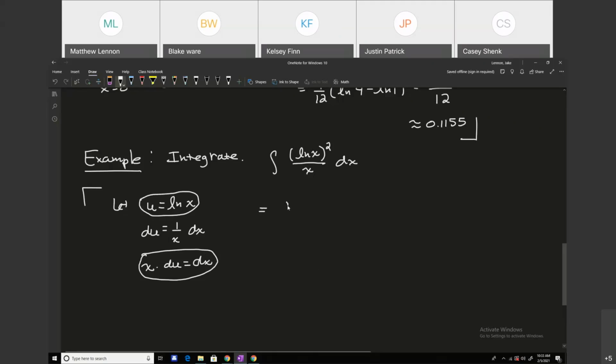So the integral becomes the integral of u squared divided by x times x du. And as we see, those x's will cancel. So what we're left with is just the integral of u squared du. And that's just a polynomial. So you would add 1 to the power and then divide by it. So this would be u to the third over 3. Since this is a general antiderivative, we add that plus a constant. And u can be replaced by the natural log of x. So this would really be the natural log of x cubed over 3 plus a constant.